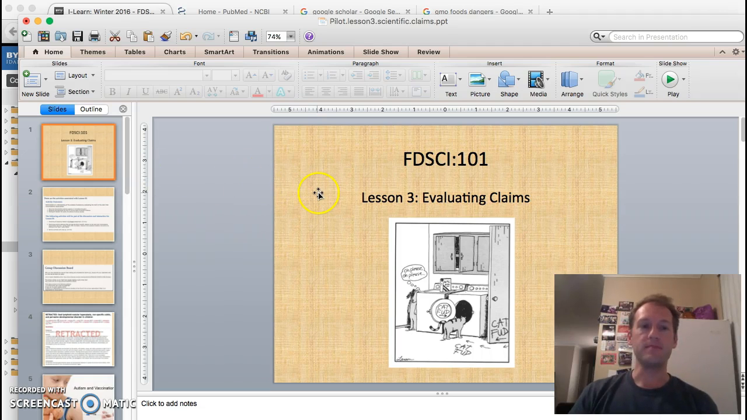So starting out, this week is all about evaluating claims. We're going to look at the paper that talked about the connection between autism and vaccines, as well as get you guys prepped for where to find sources for the upcoming group activities and things like that.